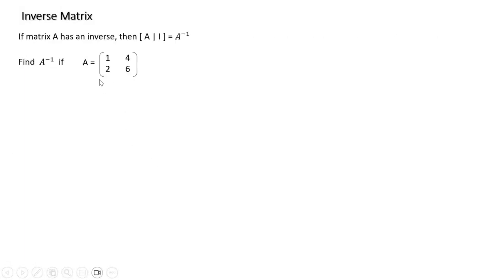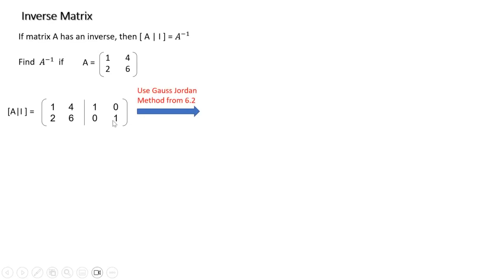Okay, now let's find the inverse of a 2 by 2 matrix. For a 2 by 2 matrix, we have matrix A is 1, 4, 2, 6. That's matrix A, and we have to find the inverse. If you notice, 1, 0, 0, 1 is the identity. So we're going to use the Gauss-Jordan method. This was explained in section 6.2.